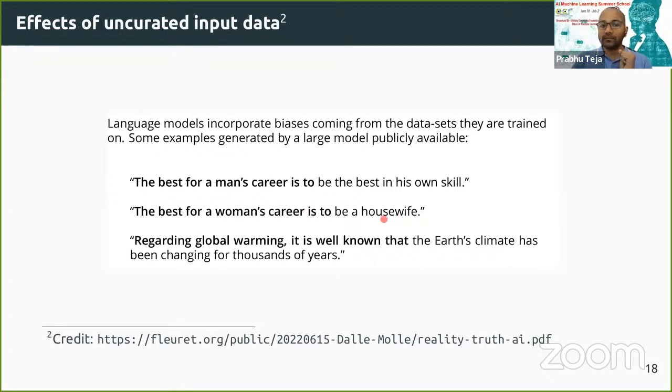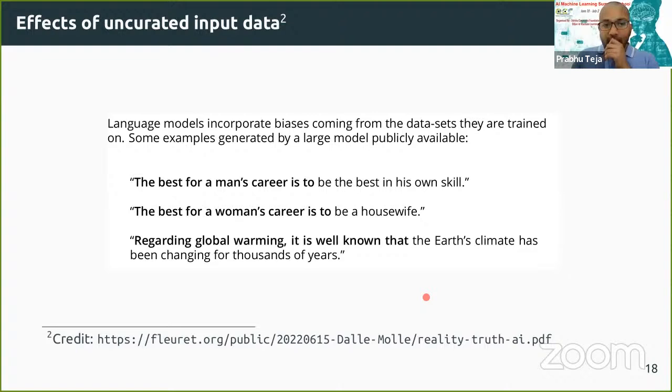And take this very common case of people denying climate change. "Regarding global warming, it is well known that", and the model generates "the Earth's climate has been changing for thousands of years", which is a very common trope that a lot of people who deny climate change say, that it's happening all the time. So you see that when the data becomes large, output becomes more coherent, but it also picks up bad things from the data in a way that we don't know. It has somehow picked it up. We don't know what has influenced it and how to avoid this specifically.